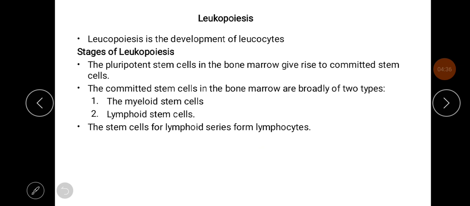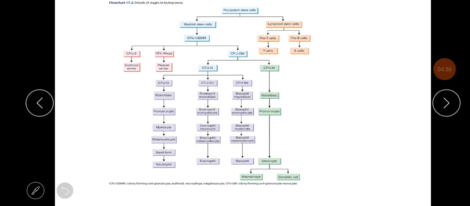Leukopoiesis is the development of leukocytes. The stages of leukopoiesis: the pluripotent stem cell in the bone marrow gives rise to committed stem cells. The committed stem cells in the bone marrow are broadly of two types, myeloid and lymphoid stem cells. The stem cell for lymphoid series forms lymphocytes.